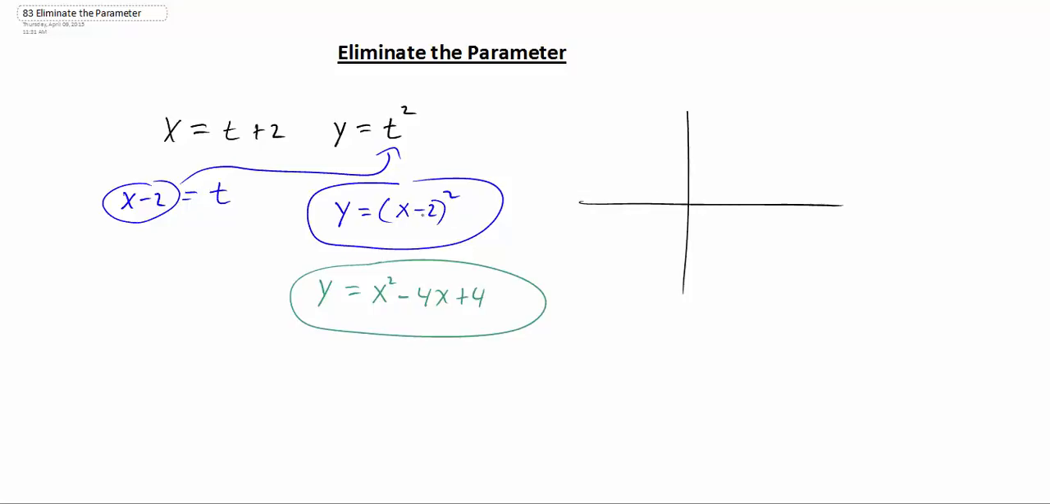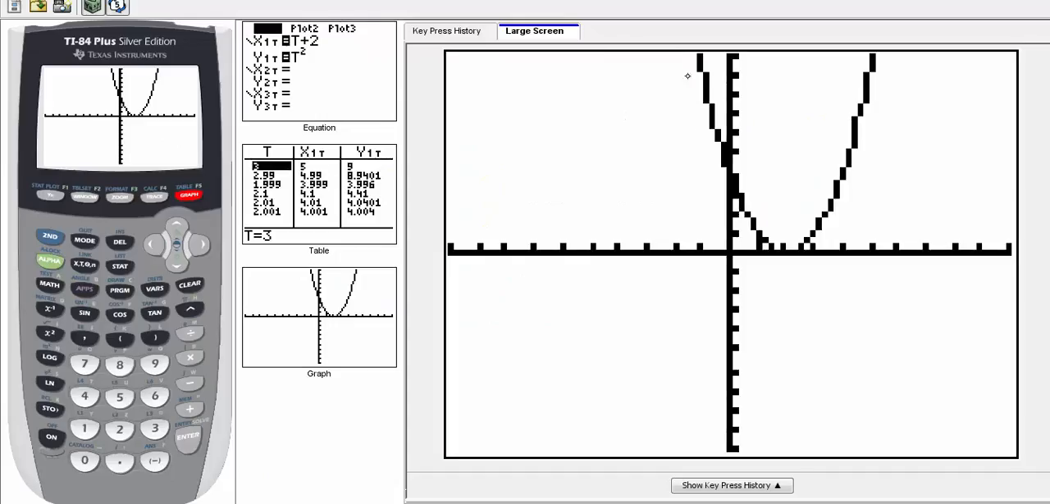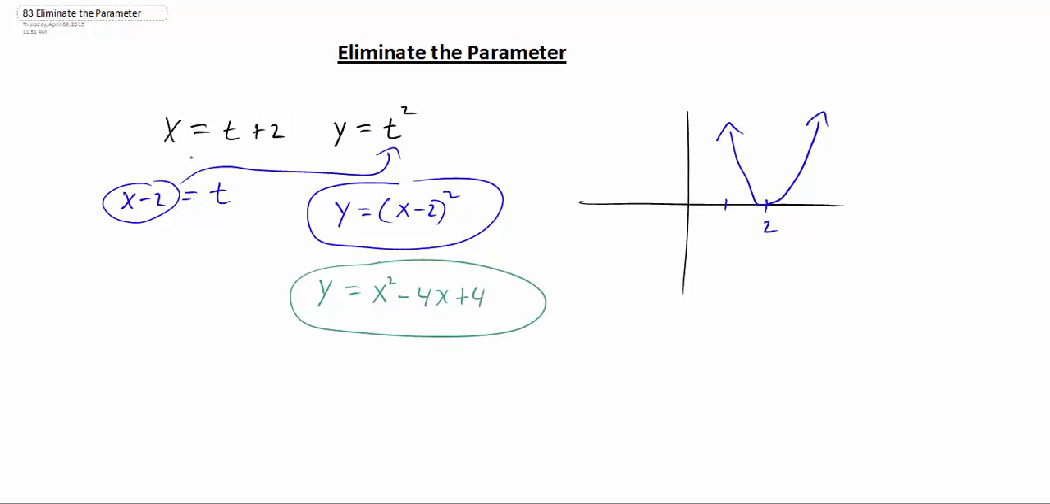We know that that's going to be a parabola. From before, the x minus 2 is going to move the graph 2 units to the right. So we would simply go 2 units to the right, and we would have our parabola. And that certainly does match the graph here that we got from the parametric equations. So once again, to eliminate the parameter, we simply take one of the equations and solve for t, and then simply substitute that into the other equation, and we come up with our rectangular equation in terms of only x and y.